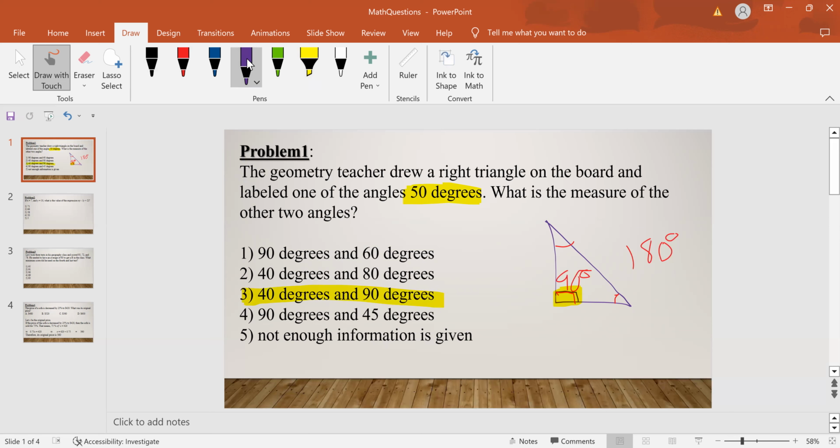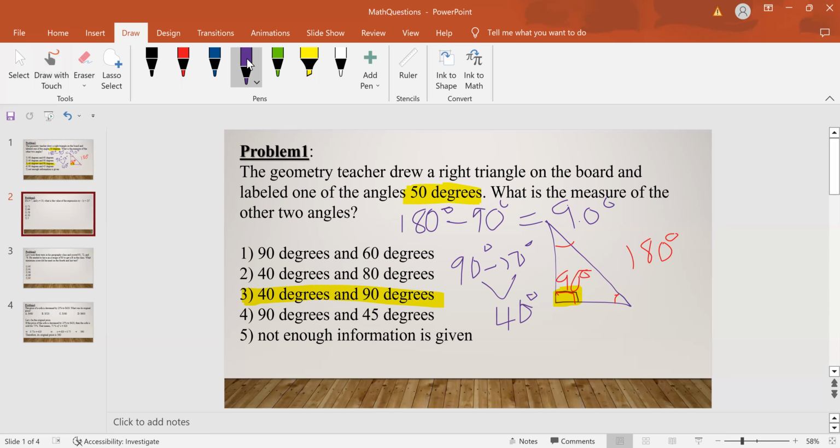Again, why is it 40 degrees? Because when you have 180 degrees, you subtract 90 degrees, you have 90 degrees. And now from that 90 degrees, we have 50 degrees. So 90 minus 50 gives you 40. That's why we have 3 as the best choice.